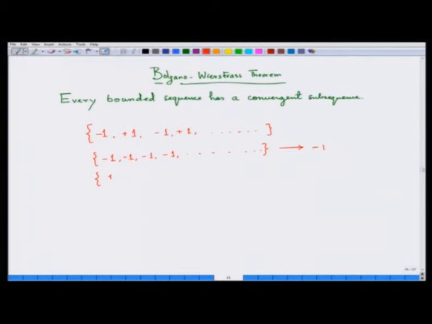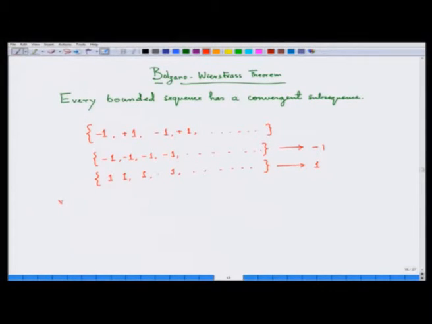I can also take a subsequence 1, 1, 1, 1. And this is convergent to 1. So you see, the first subsequence converges to -1, the second subsequence converges to +1. So if you have two different convergent subsequences, both of them need not go to the same limit. If all the convergent subsequences go to the same limit, then the whole sequence itself is convergent. And remember, if a sequence is convergent, then every subsequence must go to the same limit. So these are some important points to keep in mind.